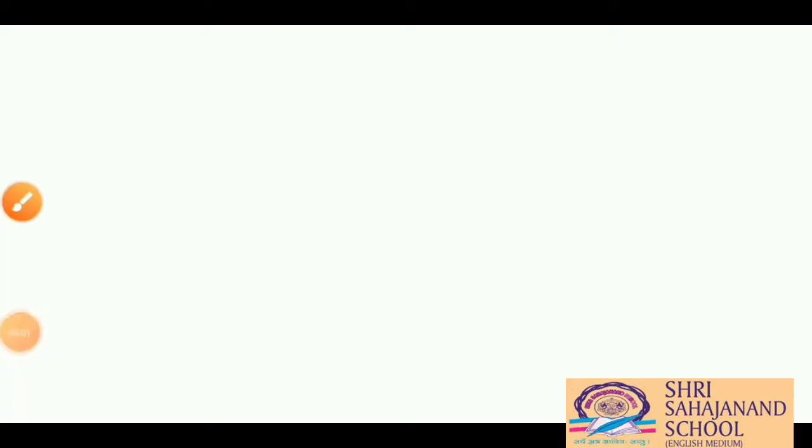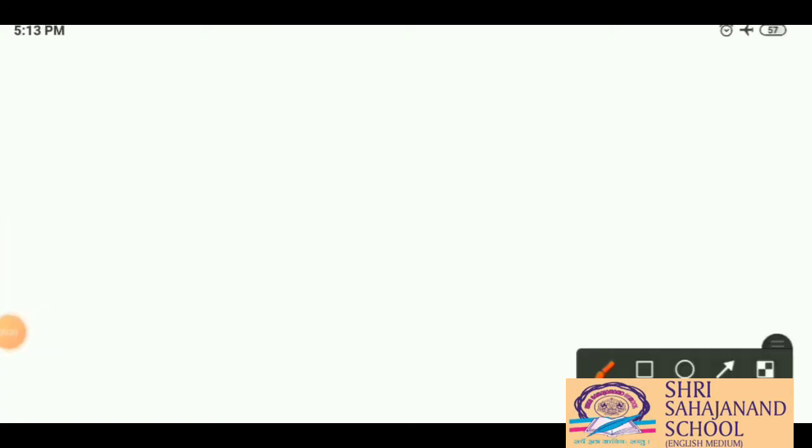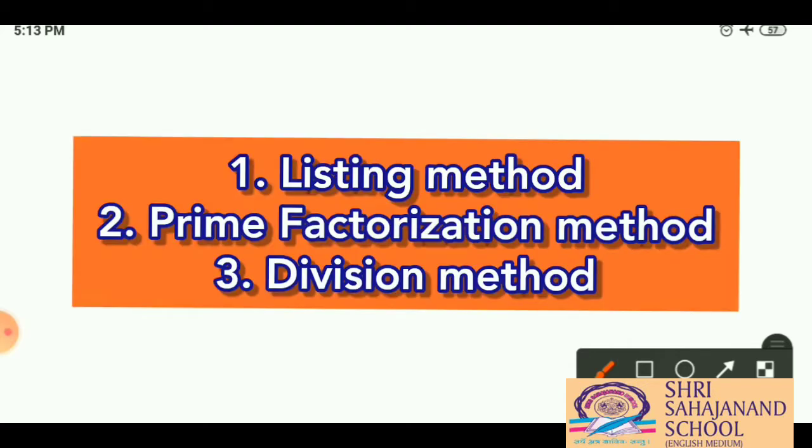Let's look at the solution of that question. To find LCM we have 3 different methods. First is the listing method, second is the prime factorization method and third is the division method. You have understood all these methods very well in the previous video. If you have not watched that video, the link is given in the description box. Just go there, first watch that, then understand it.